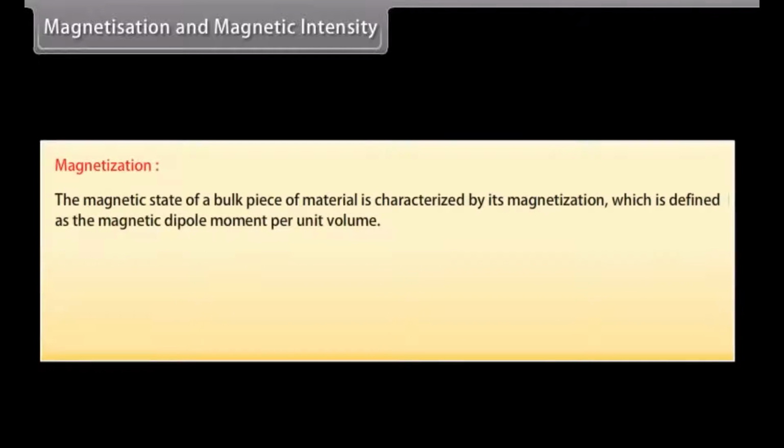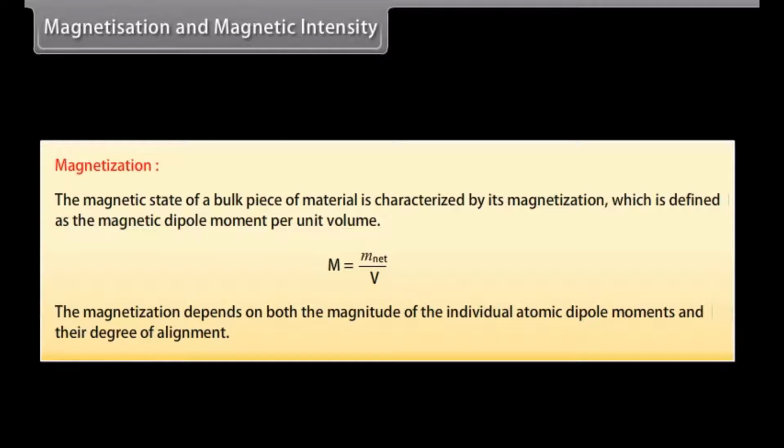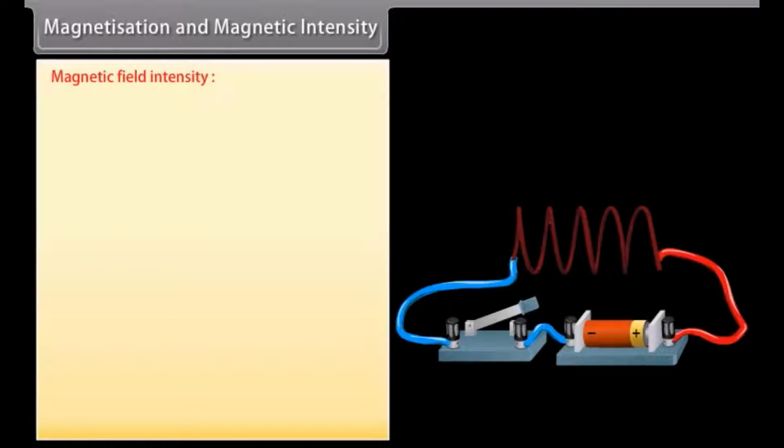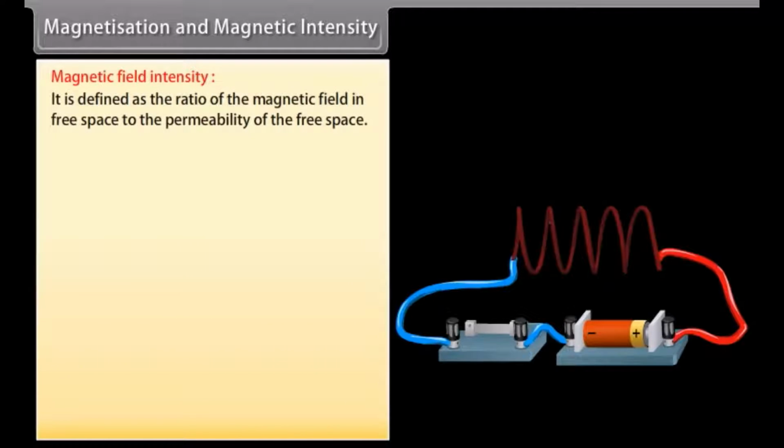Magnetization and magnetic intensity. The magnetic state of a bulk piece of material is characterized by its magnetization, which is defined as the magnetic dipole moment per unit volume. The magnetization depends on both the magnitude of the individual atomic dipole moments and their degree of alignment. Magnetic field intensity. It is defined as the ratio of the magnetic field in free space to the permeability of free space. H is equal to B naught divided by mu naught.